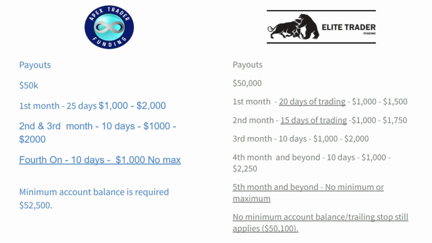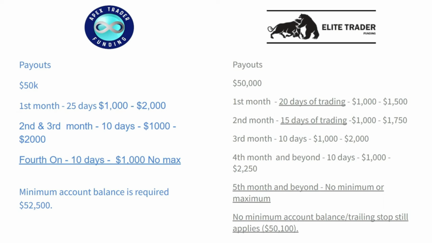Now, this is something that I haven't heard many people talk about: the minimum account balance for Apex is $2,500. So basically, let's say you go through an evaluation and you pass, you hit your profit target of $5,300, and now you get your account. You have to make that $52,500.